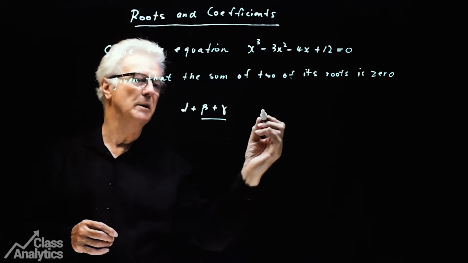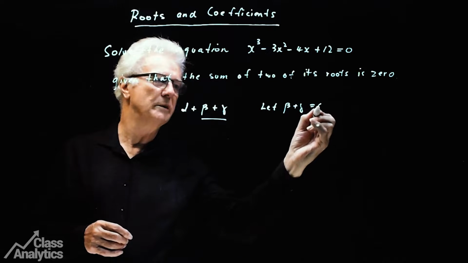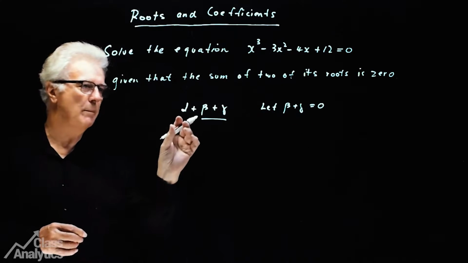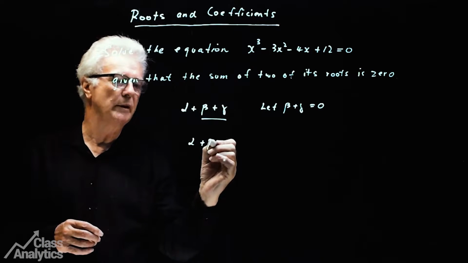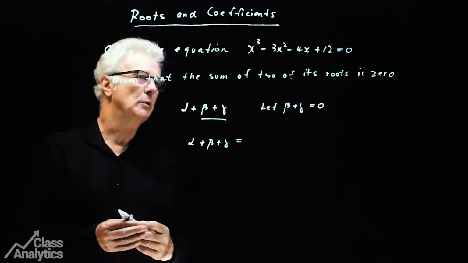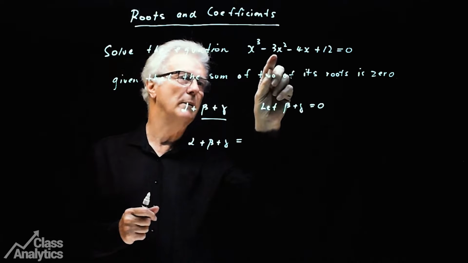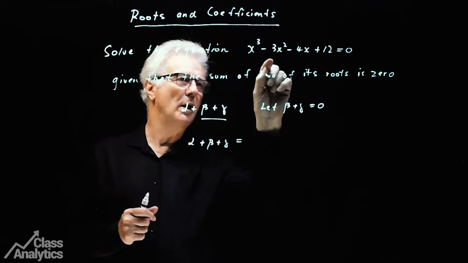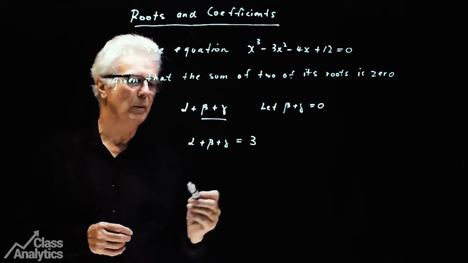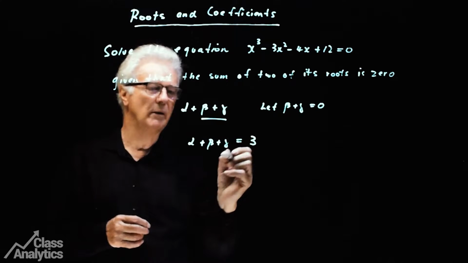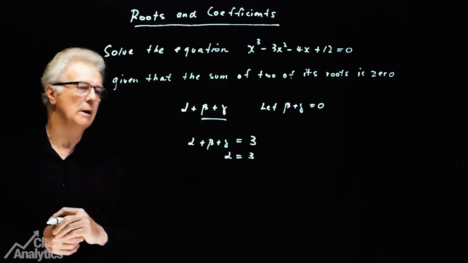So let's take these ones. It doesn't matter which one you pick, beta plus gamma equals 0. Now, because beta plus gamma equals 0, we can go back to the sum of the roots. If you remember, this is your A, this is your B, this is your C, this is your D. The sum of the roots is minus B on A. So it's minus -3 on 1, or just 3. But we're given that the sum of these two roots is 0. So we know that alpha is equal to 3. That's quite easy to do, isn't it?